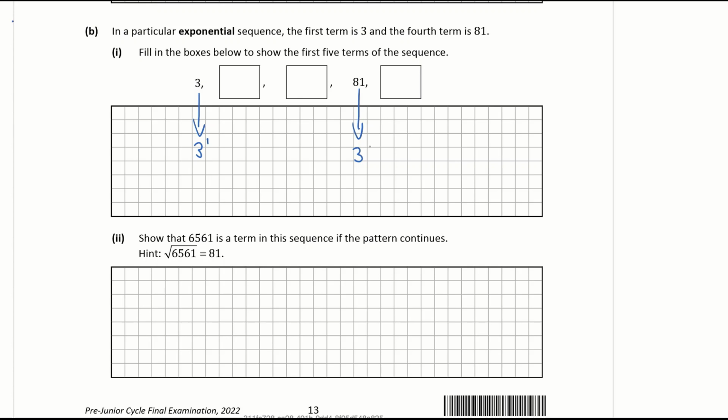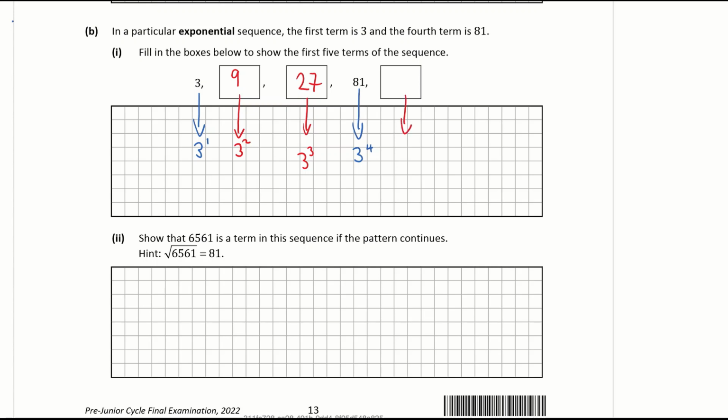And that's 3 to the power of 4. And let's just see if that continues. So what happens if I go 3 to the power of 2? That's going to give me a 9. 3 to the power of 3 would give me 3 by 3 by 3, which is 27. We have the 81, which is 3 by 3 by 3 by 3, which is 81.